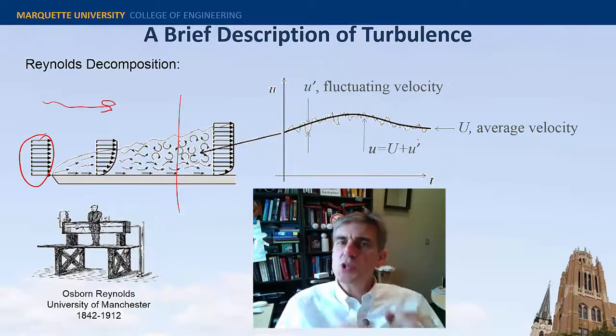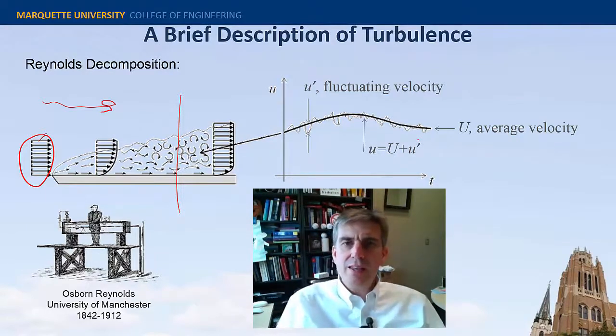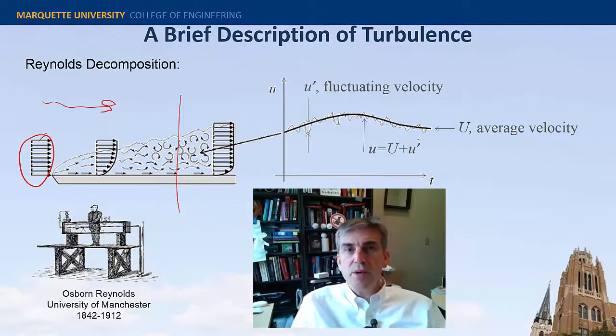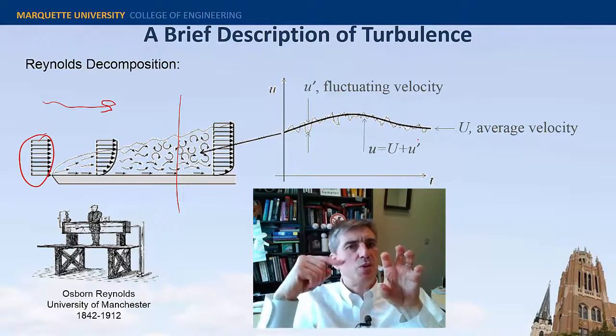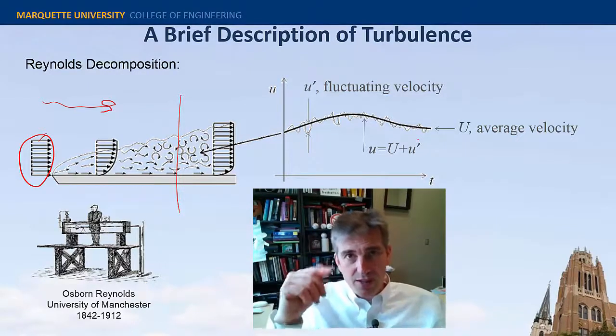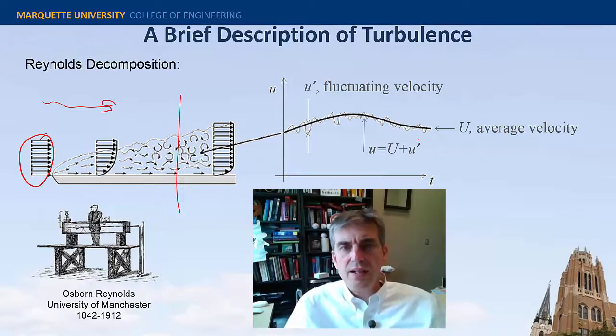So in a way it's kind of a superposition thought, right? That I can decompose this turbulent flow into an average, which maybe is like a laminar flow, plus some fluctuation on top of that. So characterizing the fluctuation is going to be the job of doing turbulent modeling.